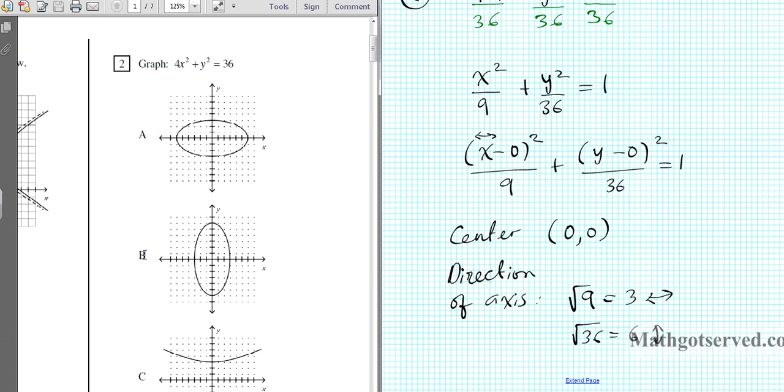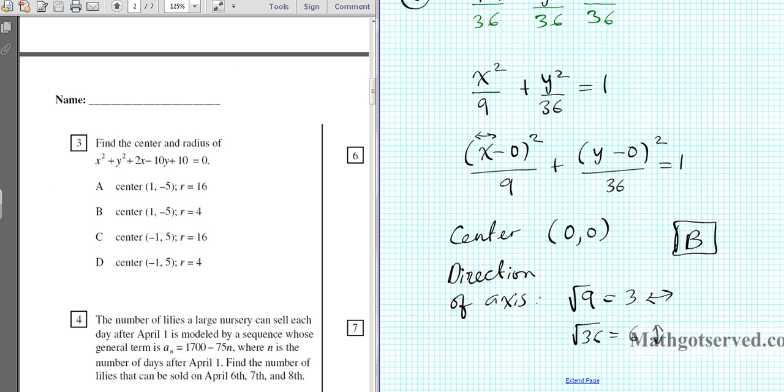That is option B. And then up and down 1, 2, 3, 4, 5, 6. So we can clearly see that the correct answer is option B because it matches the direction of our axis that we determined by taking the square root of the numbers under each variable square. Okay? All right.